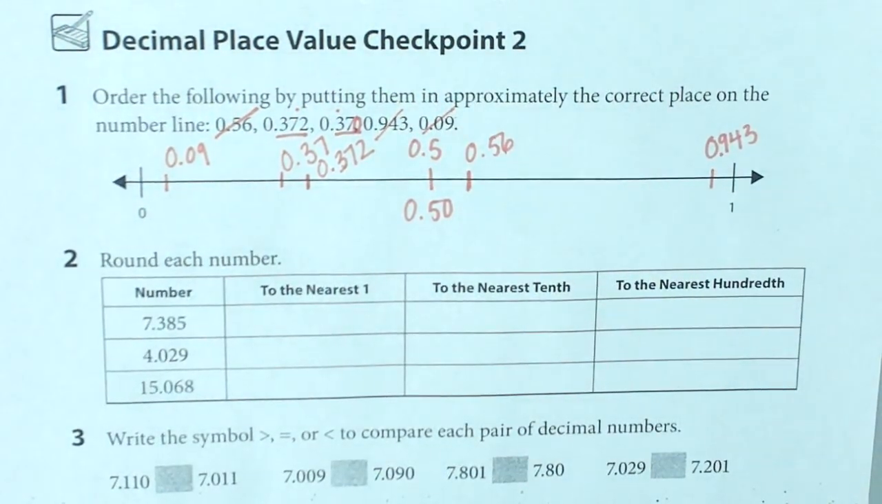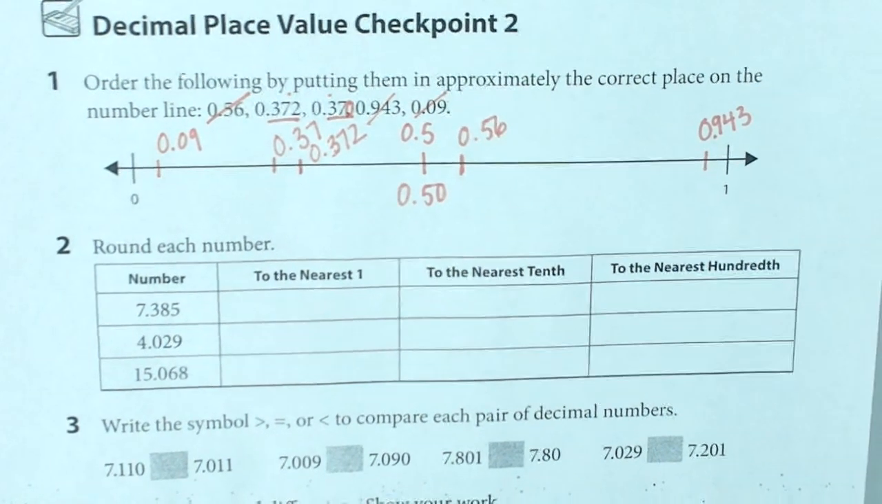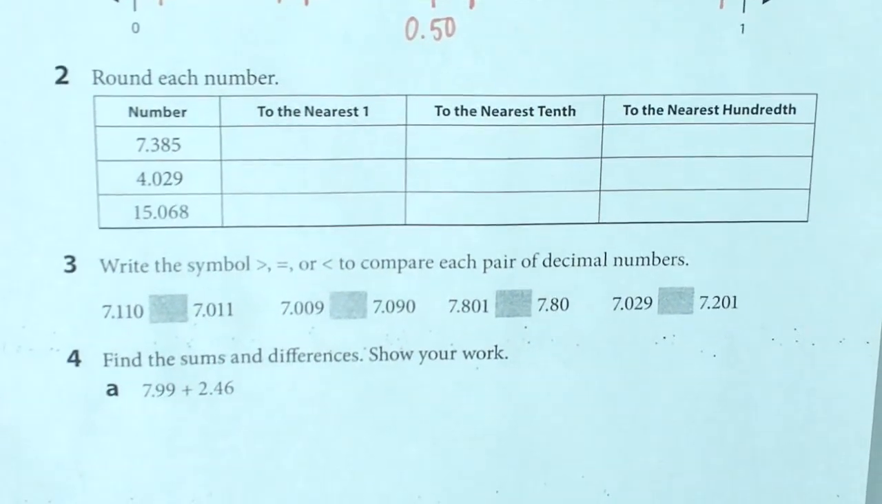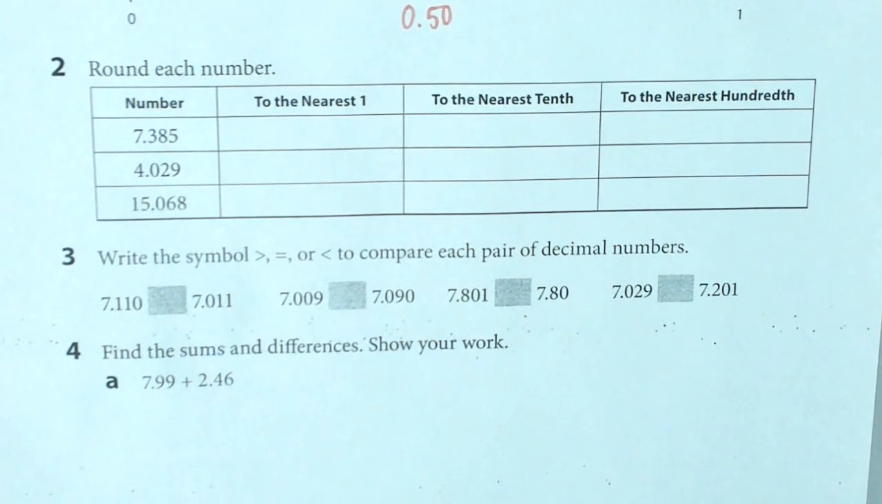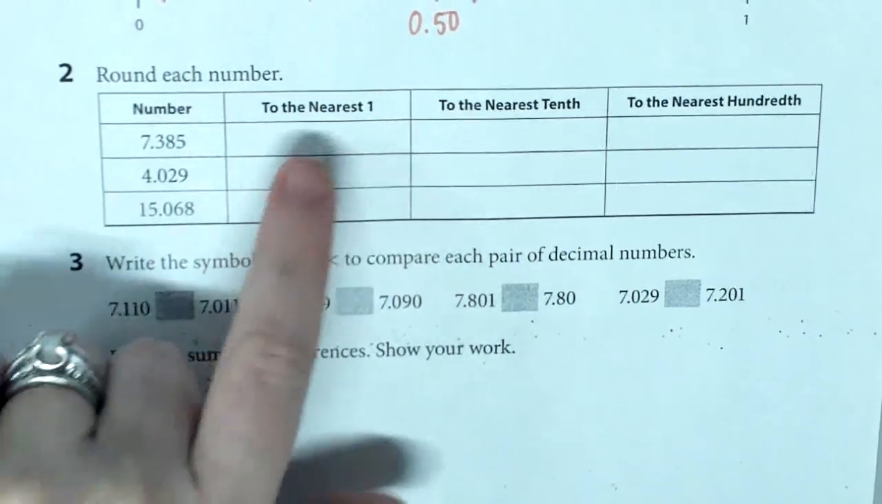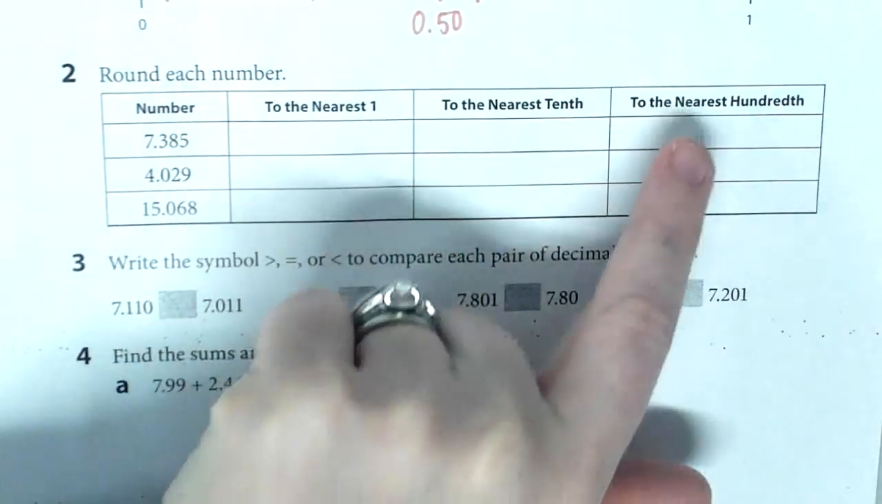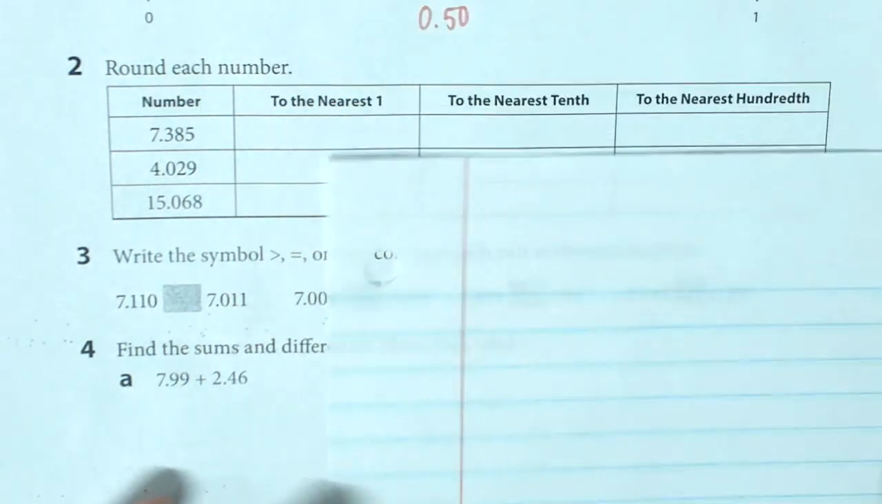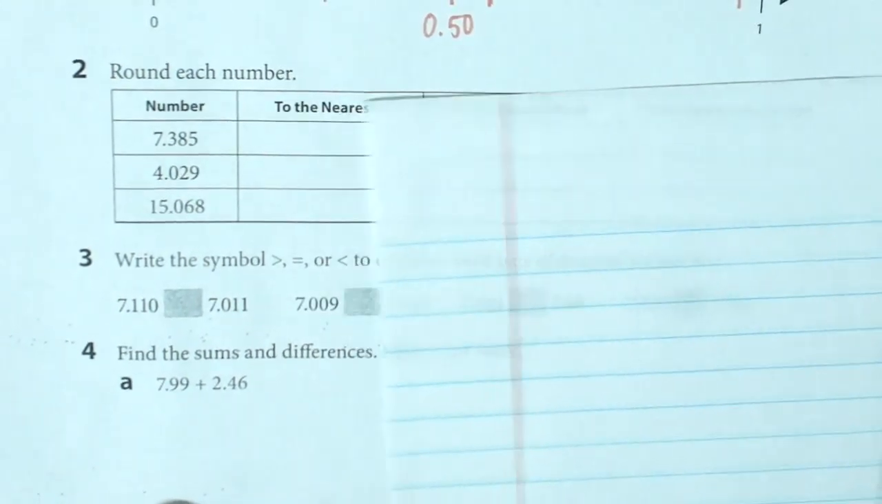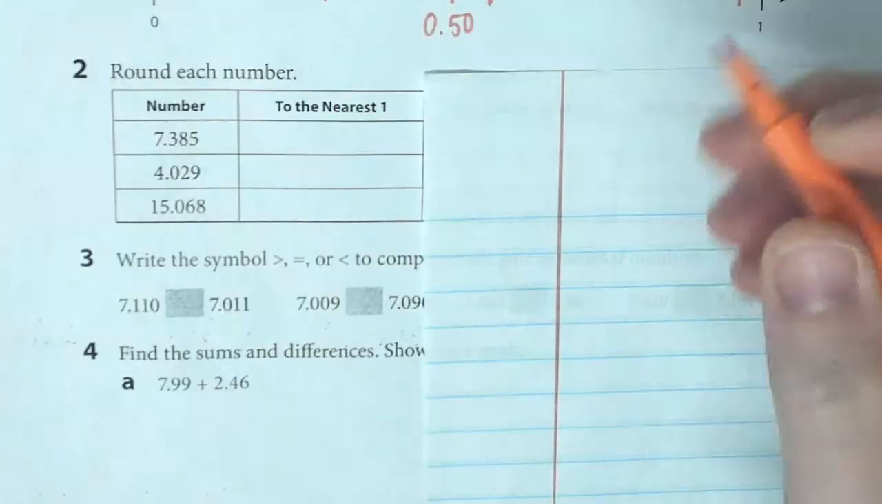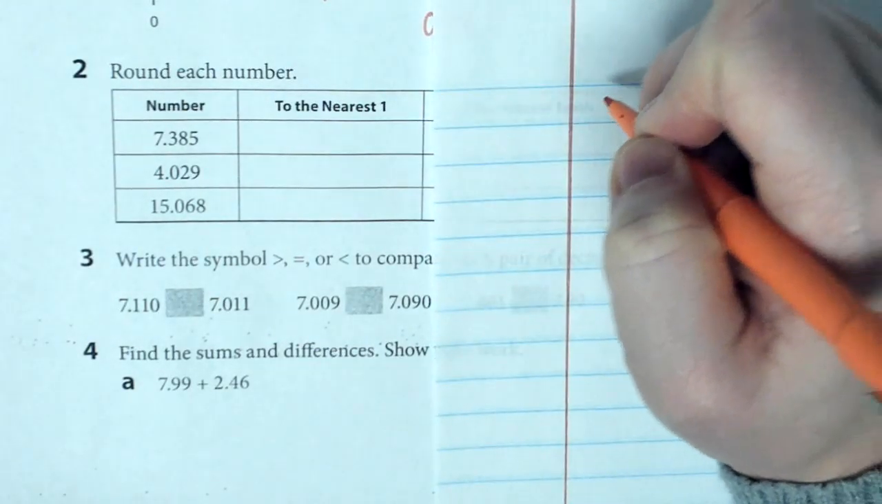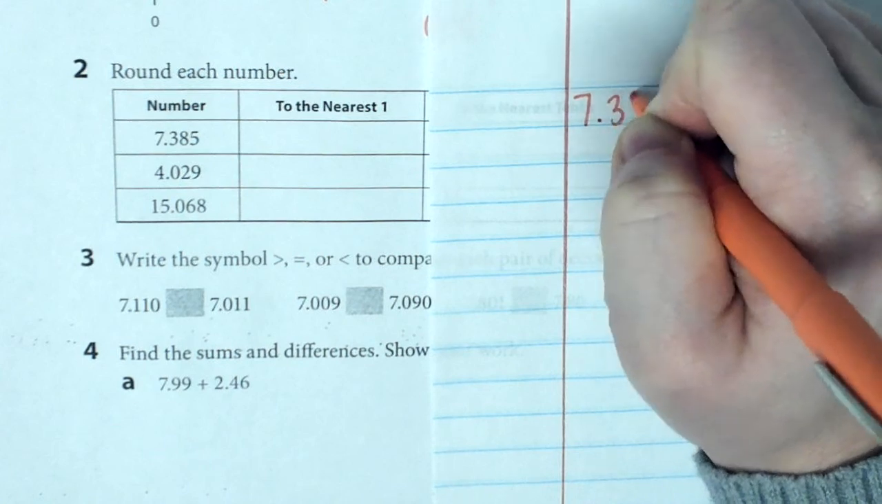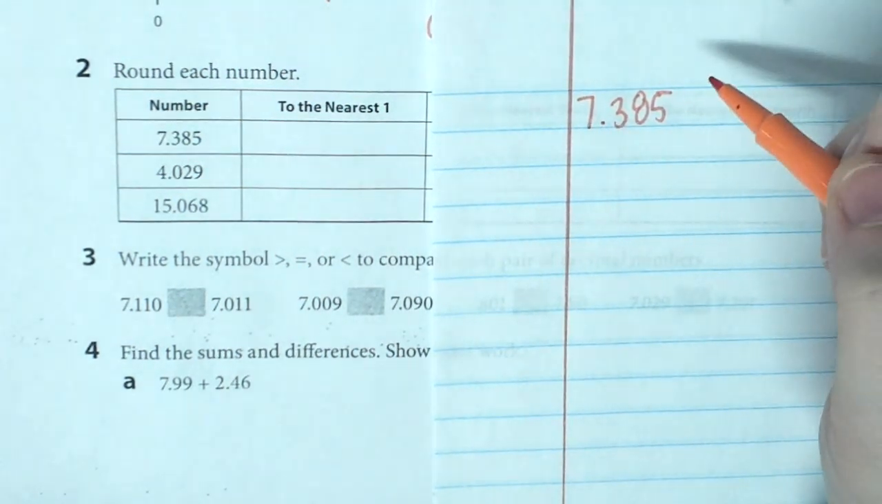If at any time I'm moving too fast, please just pause the video. All right, let's look at number 2. Round each number. So they give us 3 numbers, and they're going to have us round to the nearest 1, the nearest tenth, and the nearest hundredth. So I'm going to start with my first number, and I'm going to round it to the nearest 1. I'm just going to do a little sketching off to the side to help you out. I always need more space.